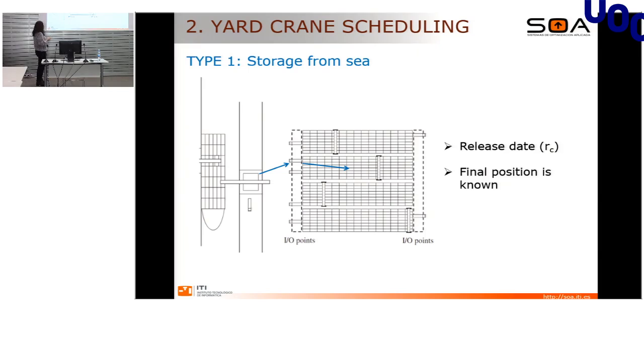The final position where the container is stored is known in advance. I know where the container is going to be stored, but I have to assign an input-output point. I don't know the input-output. Okay?